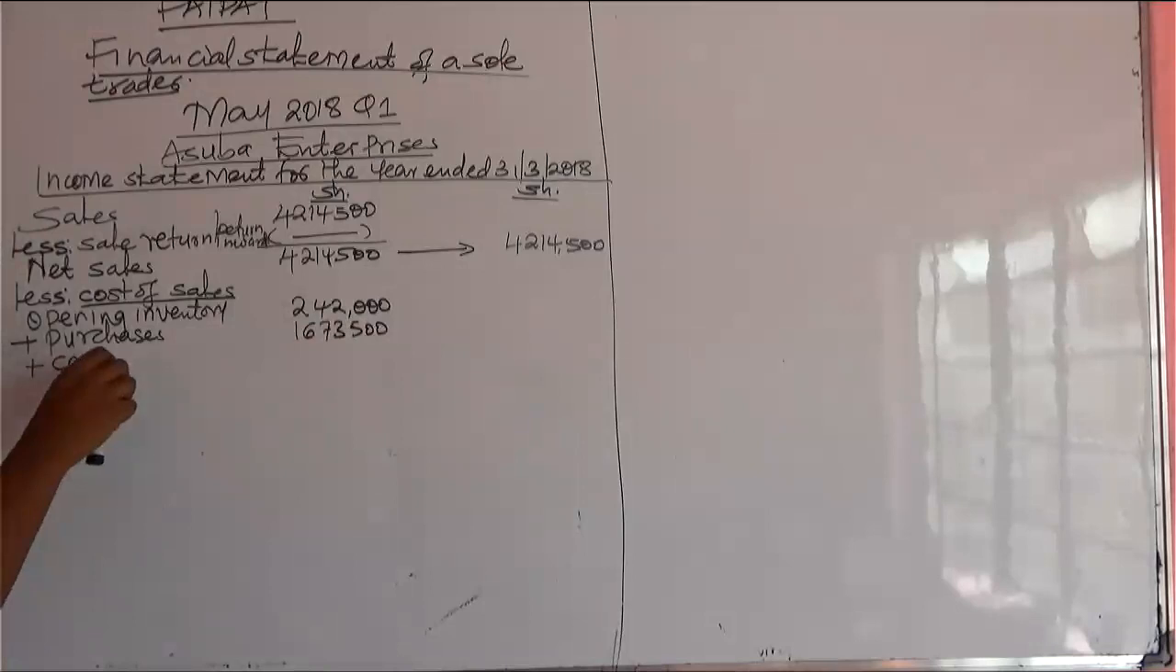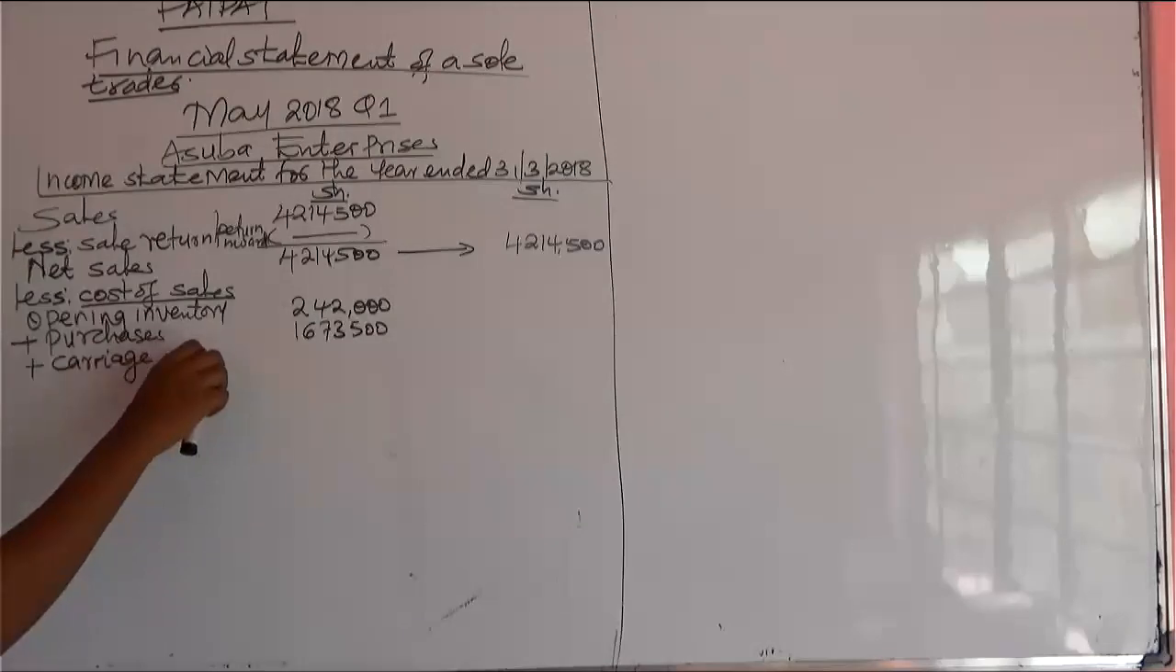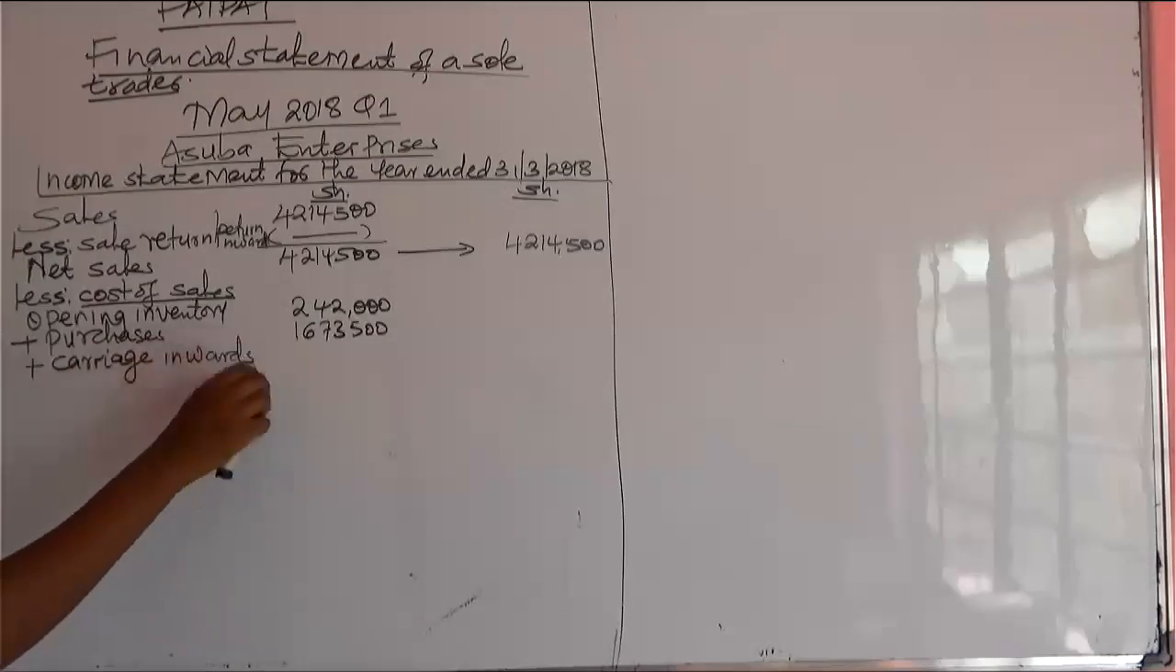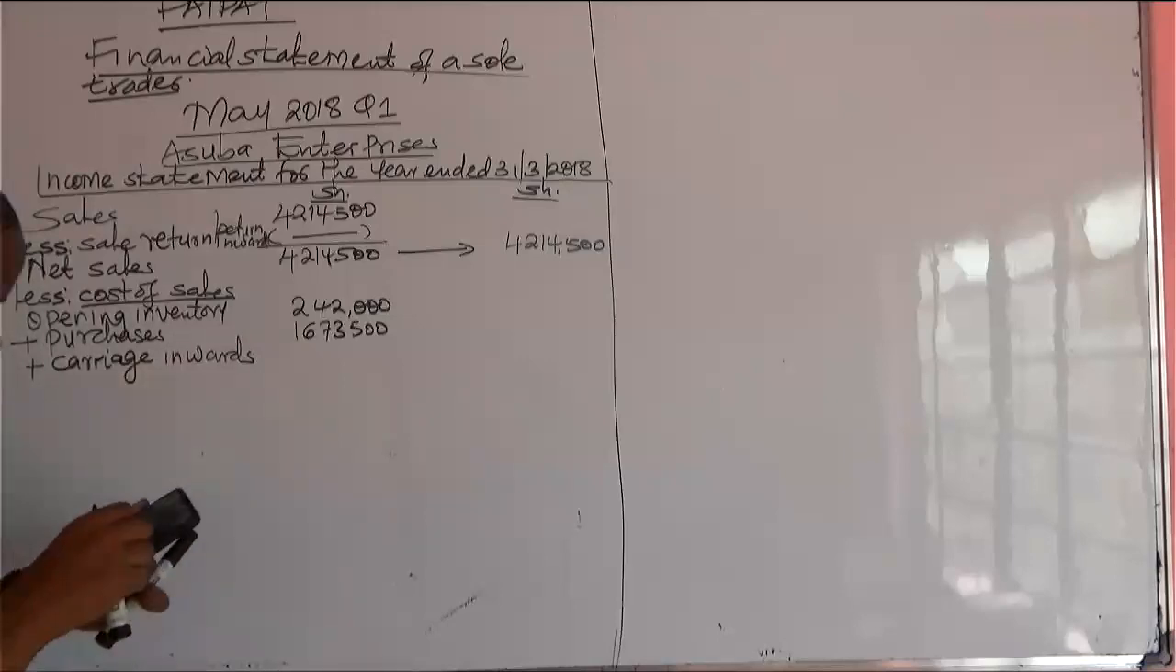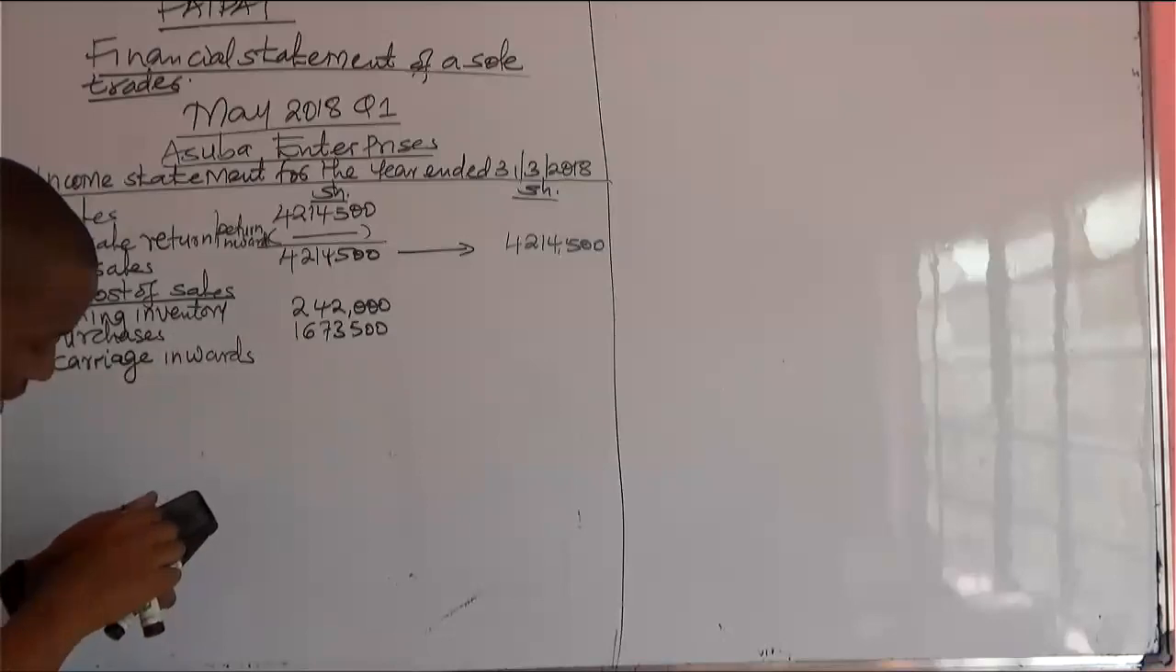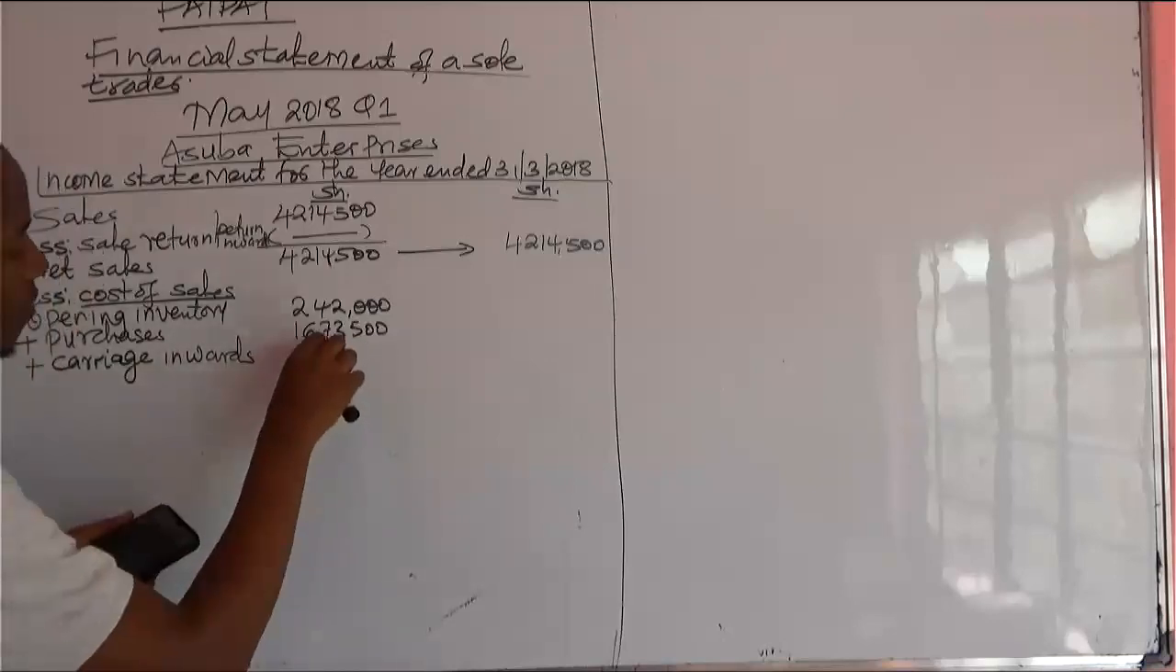1,673,500. Then you also add carriage inwards. Carriage inwards. So for the carriage inwards, in this case, do we have? We have carriage inwards. Now, carriage inwards, generally, this is what we mean.